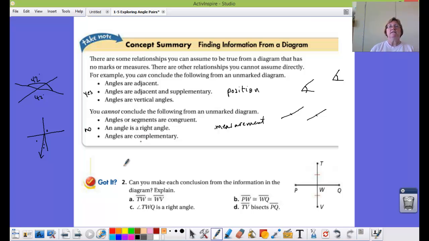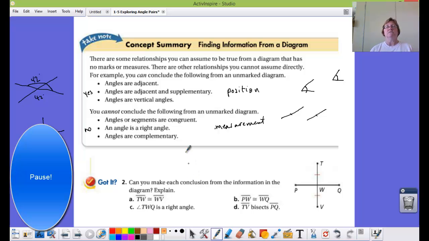And we want to put that to the test right here. I'm going to ask you to take a look at this diagram, and we want you to decide whether it's okay to make each of these conclusions based on what's shown above. I'm going to ask you to stop the video for a moment, and let's catch up afterwards. Let's see if we agree.